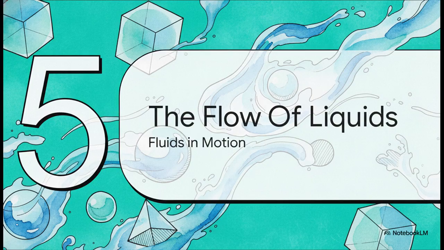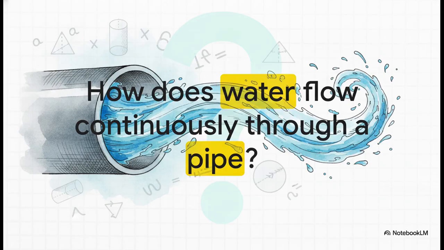Let's move to part 5 and see how this builds into fluid dynamics, the flow of liquids. Imagine a pipe for a second. It's essentially just a long cylinder, a solid shape with a specific volume. But what happens when that volume doesn't just sit still? Like, how in the world do you calculate the volume of water when it is constantly rushing out of a pipe and never standing in one place?